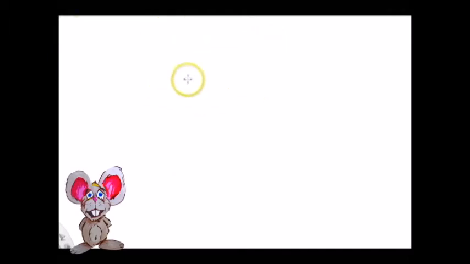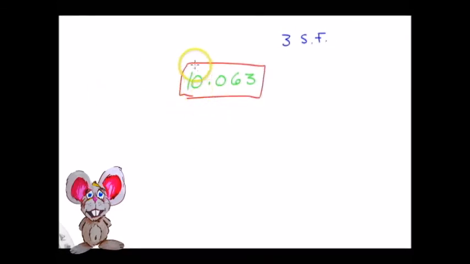So we're going to do, again, 3 significant figures, and this time we're going to do 10.063. We're going for 3 sig figs. So, 1, 2, 3. Now, these are what we call captive zeros, meaning that there are digits greater than 0 on both sides, so they are considered sig figs, because they're captive between digits greater than 0.